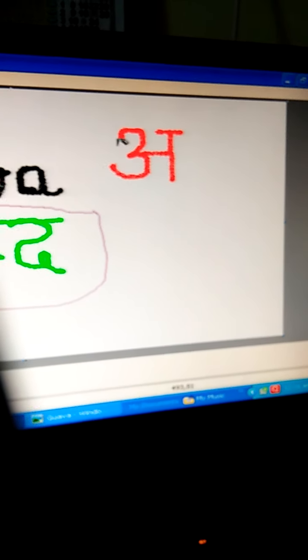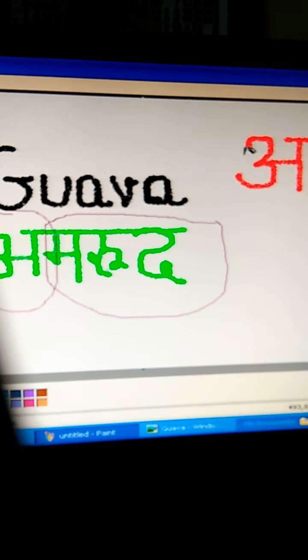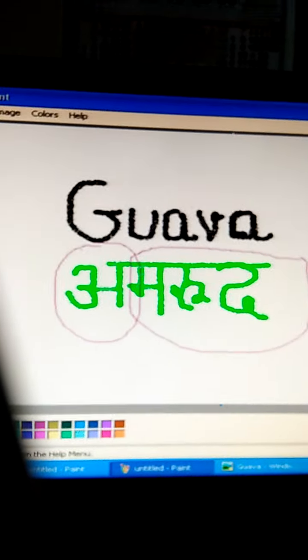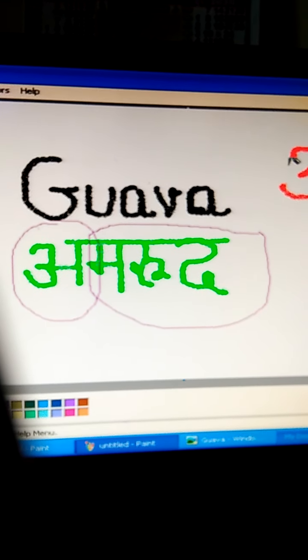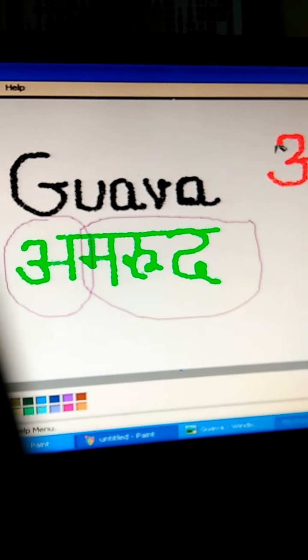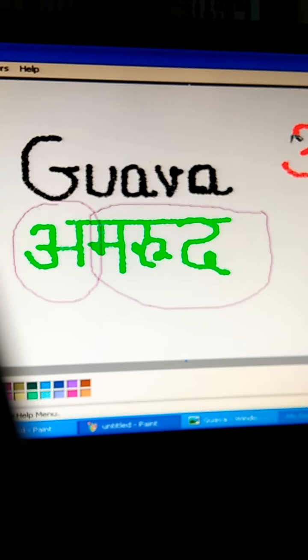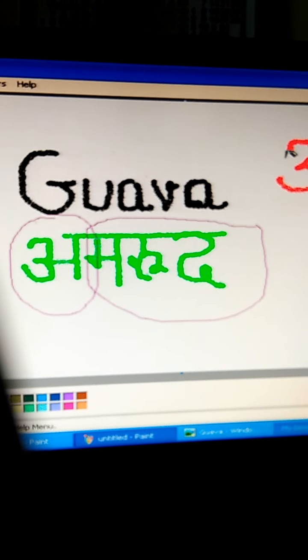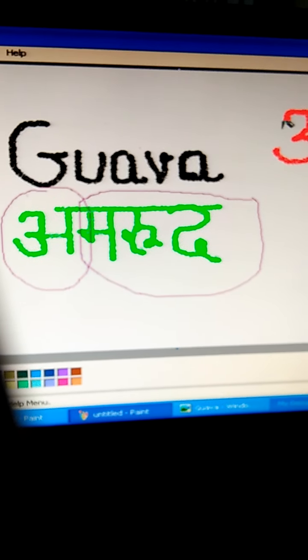Okay. Now in the next episode we will learn about the health benefits of guava fruit. What is the benefit of guava fruit? This we will learn in the next episode.